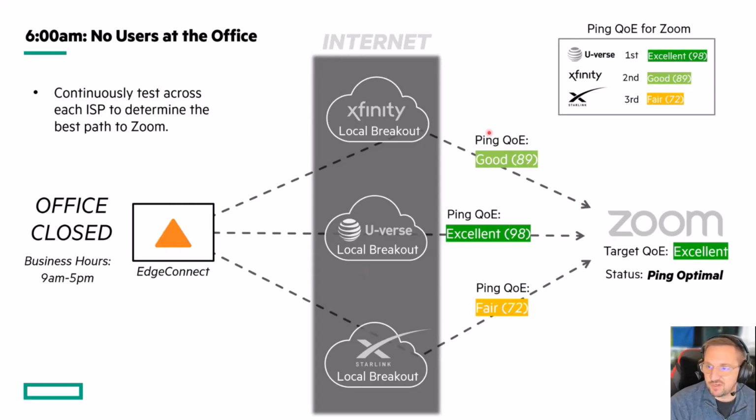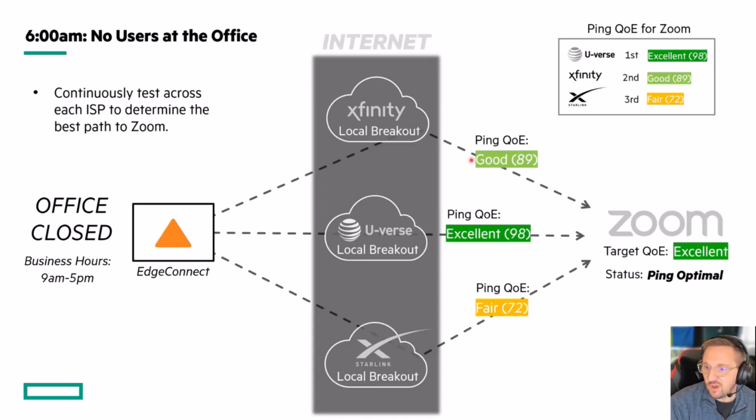So the AppExpress creates an ordered list of underlays or an ordered list of paths with the highest AppDex first, sorted to the lowest AppDex score. In this case, UVerse or AT&T got a 98, Comcast got an 89, and Starlink got a 72. This is realistic. This is kind of what you might see on a daily basis with these 3 providers.